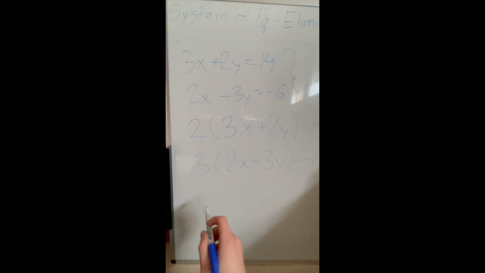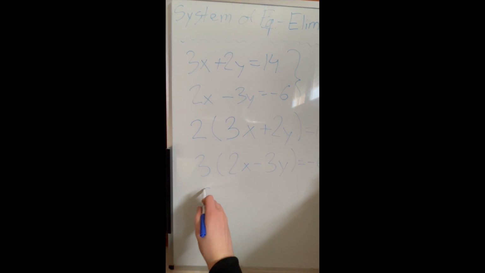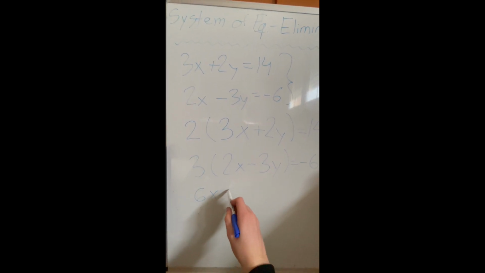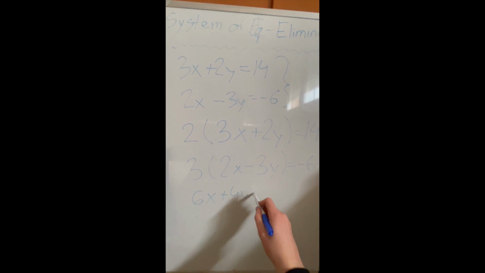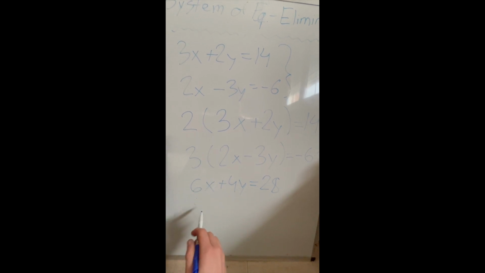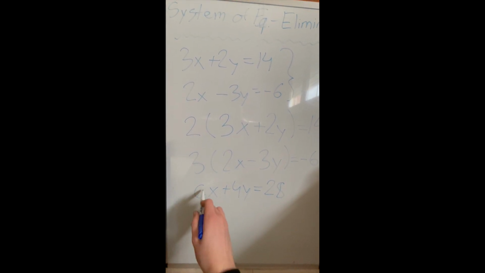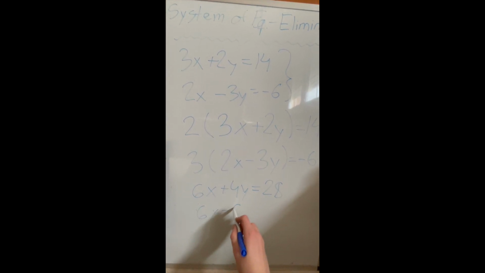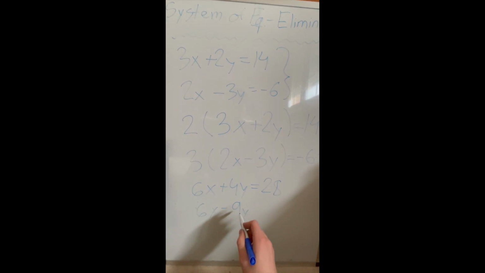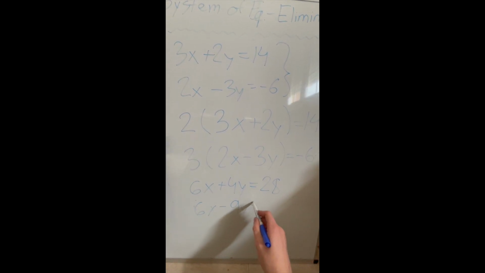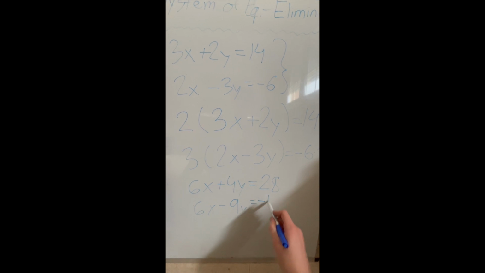So let's solve this. Our first equation, we're going to get 2 times 3x, 6x, plus 2 times 2y, 4y, equals 14 times 2, 28. In our second equation, we're going to get 3 times 2x, 6x. Here we see same coefficients. 3 times minus 3y, minus 9y. We don't have the same coefficients, but it doesn't matter because we only have to eliminate one of them. Is equal to minus 6 times 3, minus 18.